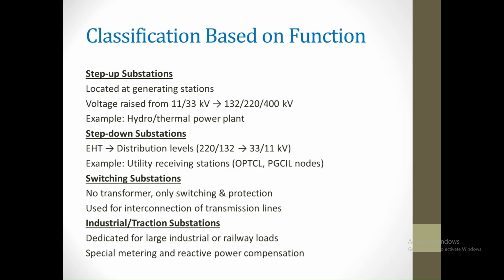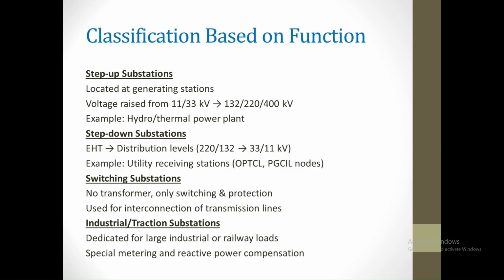So, after knowing what is there inside the substation, let us now find out, based on the function, what are the types of substation. The first one is the step up substation, which is located near the generating stations, where we get voltage at max 11 or 33 kV, and then we have to raise the voltage to a higher value for transmission, and that may be 132 or 220 or 400 kV, and these are from conventional hydro, thermal or nuclear plants.